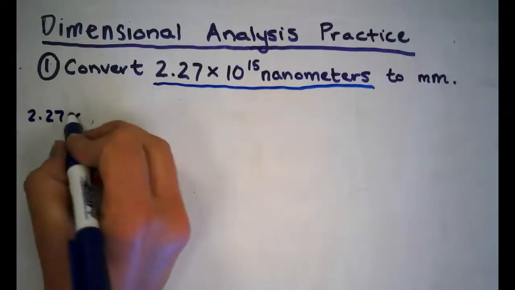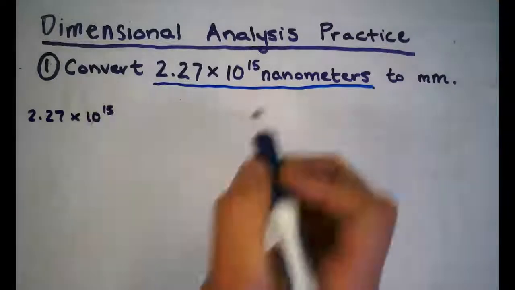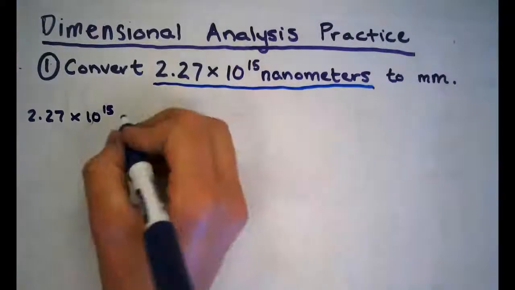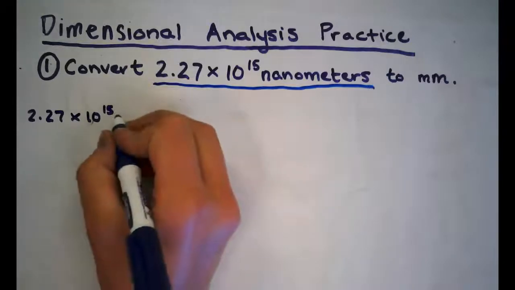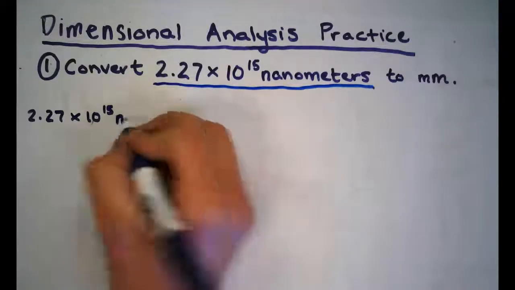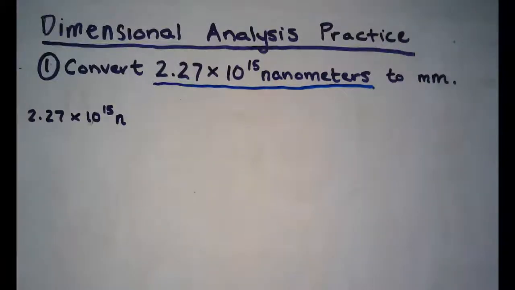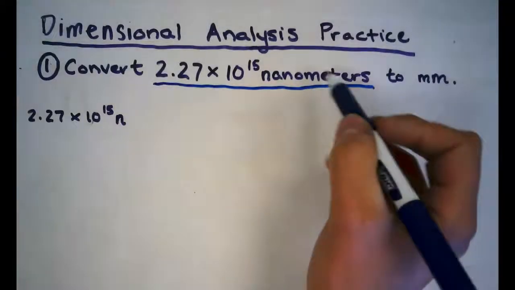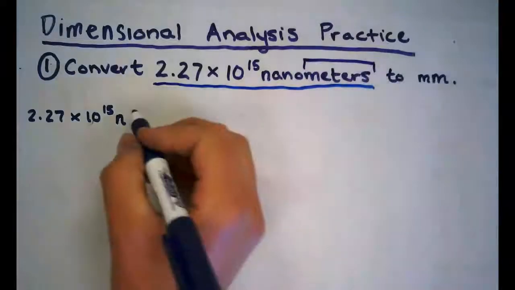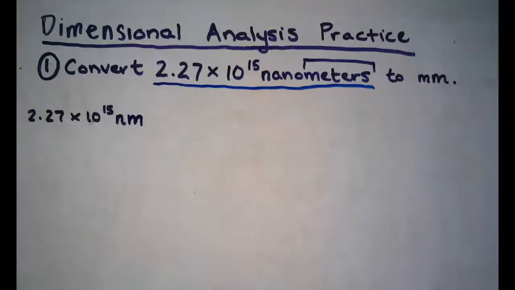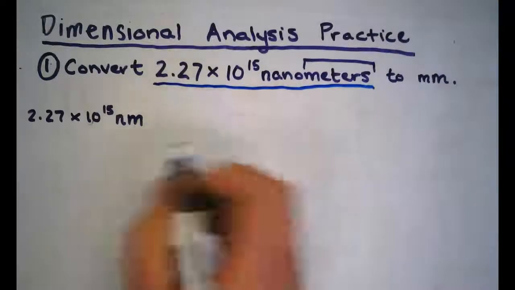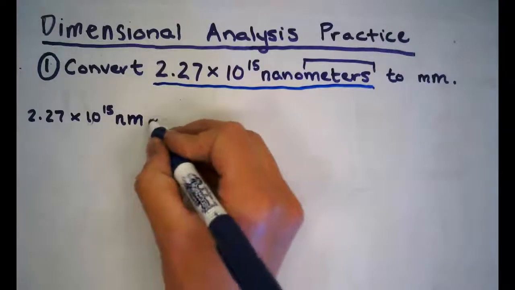2.27 times 10 to the 15th. And then instead of writing out nanometers, I'm going to put the abbreviation. And remember, when you're putting the abbreviation, you need to put the prefix. Here that prefix is nano, which I indicate with a lowercase n. And then you also need to put the actual unit. And my unit here is the meter part, which is indicated with a lowercase m. So nm, meaning nanometers.